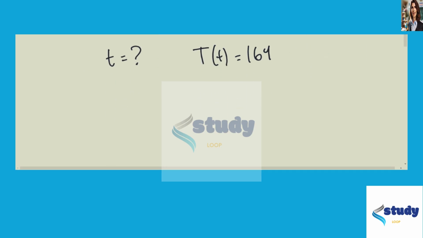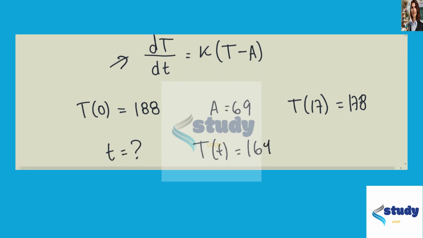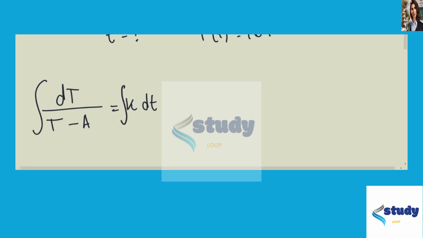So with that information, we begin by separating the variables in this equation. We pass the term that depends on the temperature to the left side, and the differential in time to the right side. So we obtain that the differential in temperature divided by the temperature minus a is equal to the constant of proportionality k times the differential in time. So we simply integrate both sides of this equation.